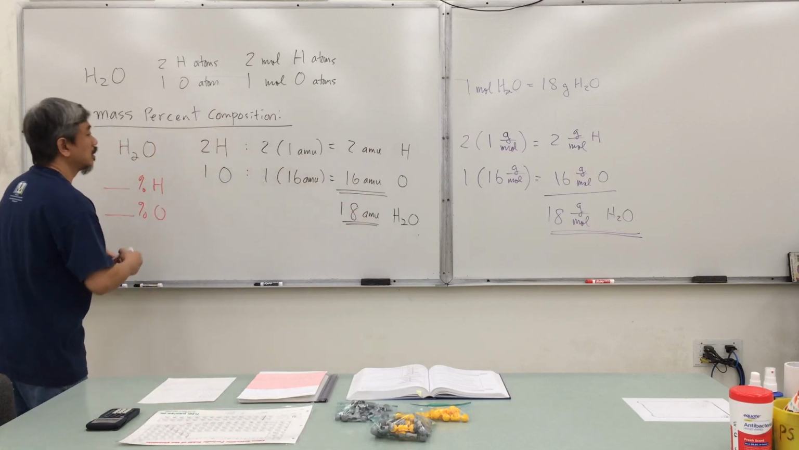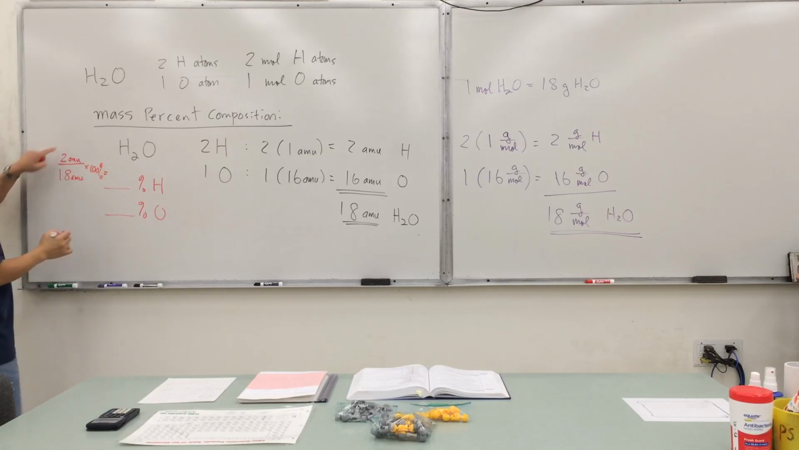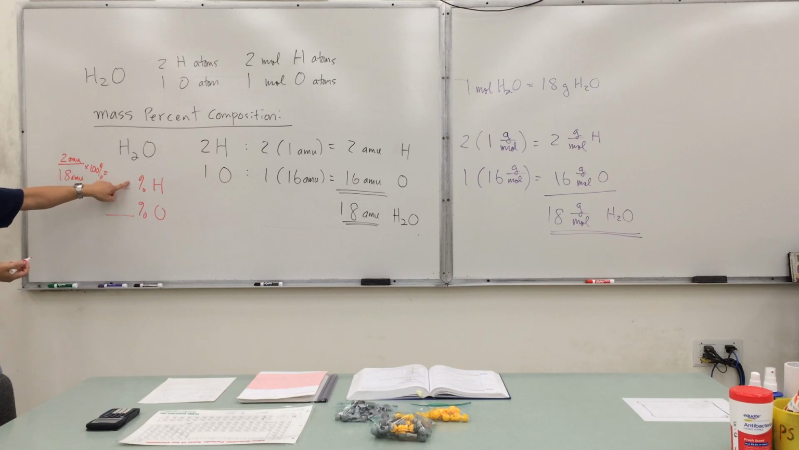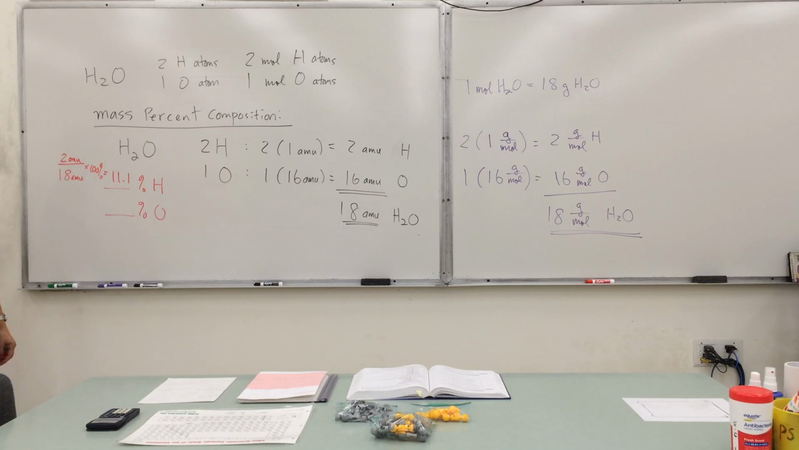So that means over here I can take 2 AMU divided by 18 AMU times, in this case, 100%. Okay, so when you do this, this will give you a fractional value. But when you multiply by 100%, that'll then give you a percentage. And if you work this out, you end up with 11.1% hydrogen by mass.